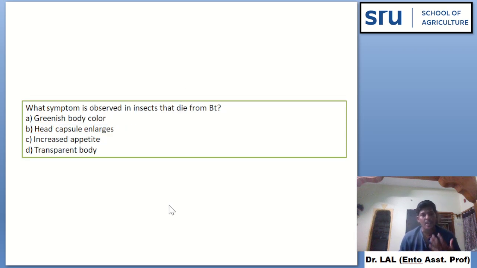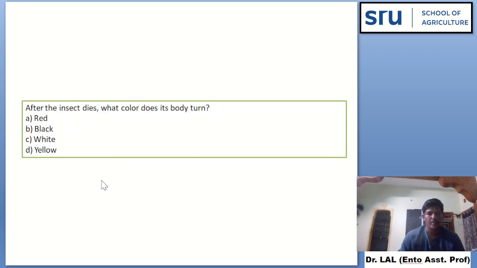What symptom is observed in an insect that dies from Bt? Greenish body color, head capsule enlarges, increased appetite, or transparent body. The head capsule is enlarged relative to the body. After the insect dies, what color does its body turn? Red, black, white, or yellow. It turns black.